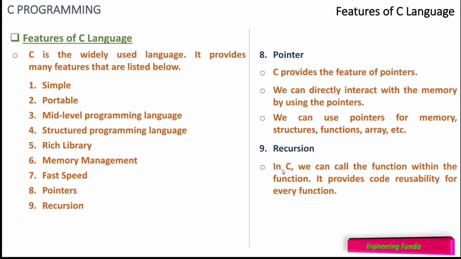The ninth feature of C language is recursion. With recursion in C, we can call a function within the function. It provides code reusability for every function, because there are many times when it is not possible to write the C program in a procedural way. So we make use of recursion.